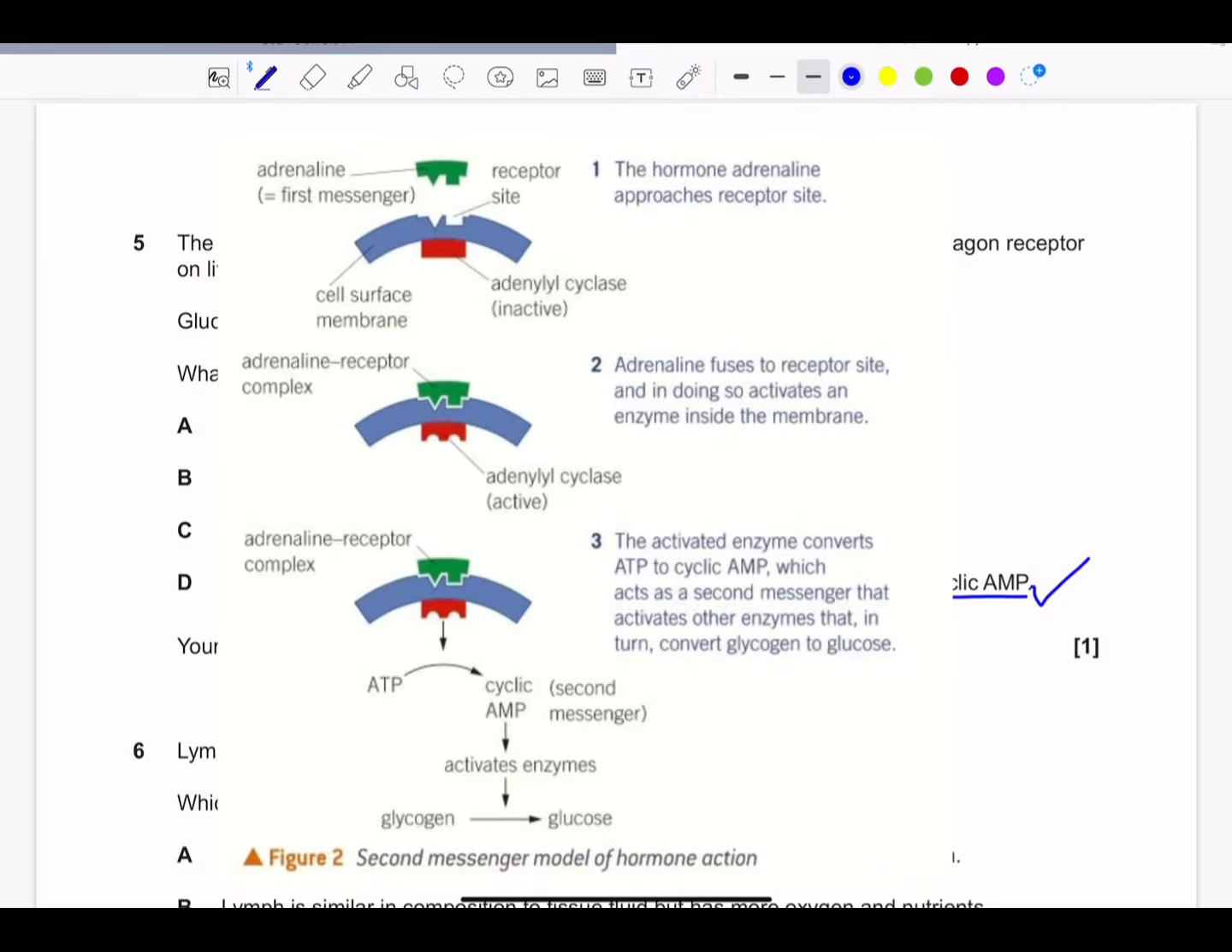I've taken this image from the textbook. It's basically how adrenaline works, very similar to how glucagon works, where both of them, glucagon and adrenaline, act as the first messenger. It binds and it activates adenylate cyclase, which does the converting of ATP into cyclic AMP, which is the second messenger, which in turn will activate other enzymes that convert glycogen to glucose. So they both work very similarly using this setup.